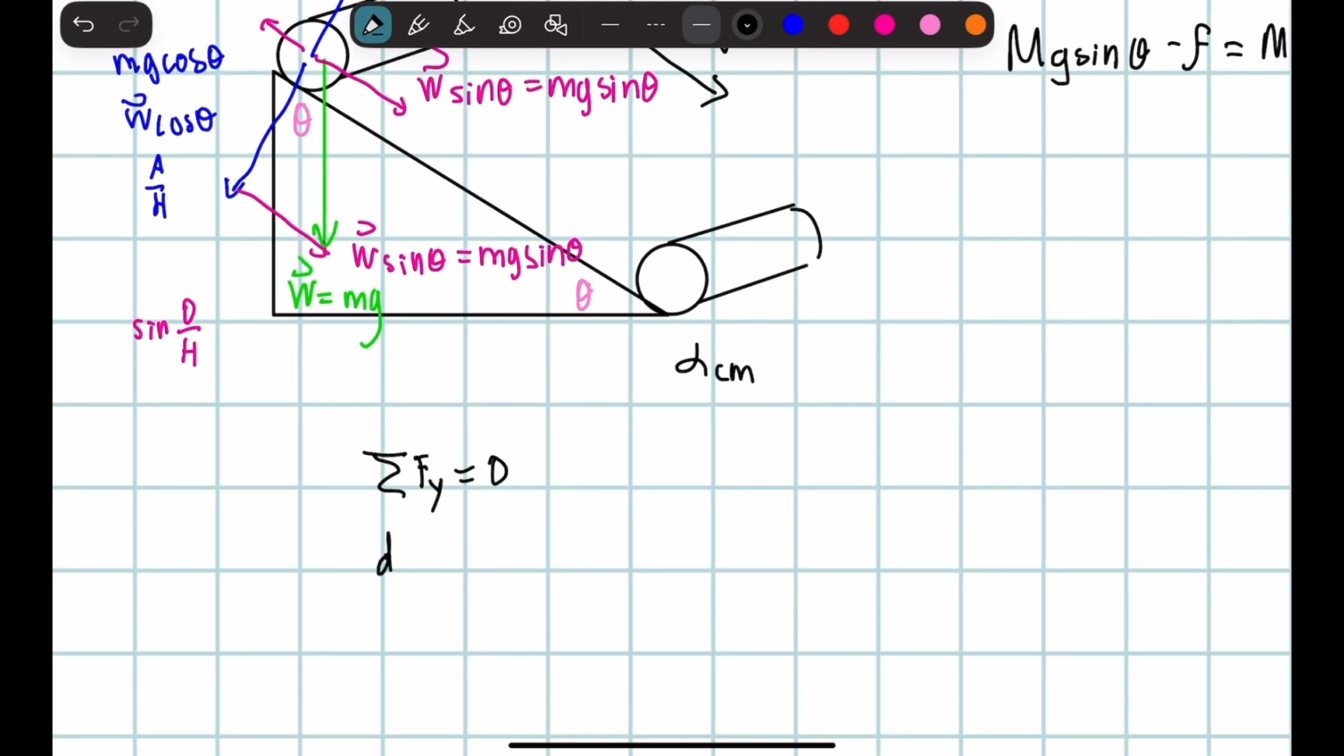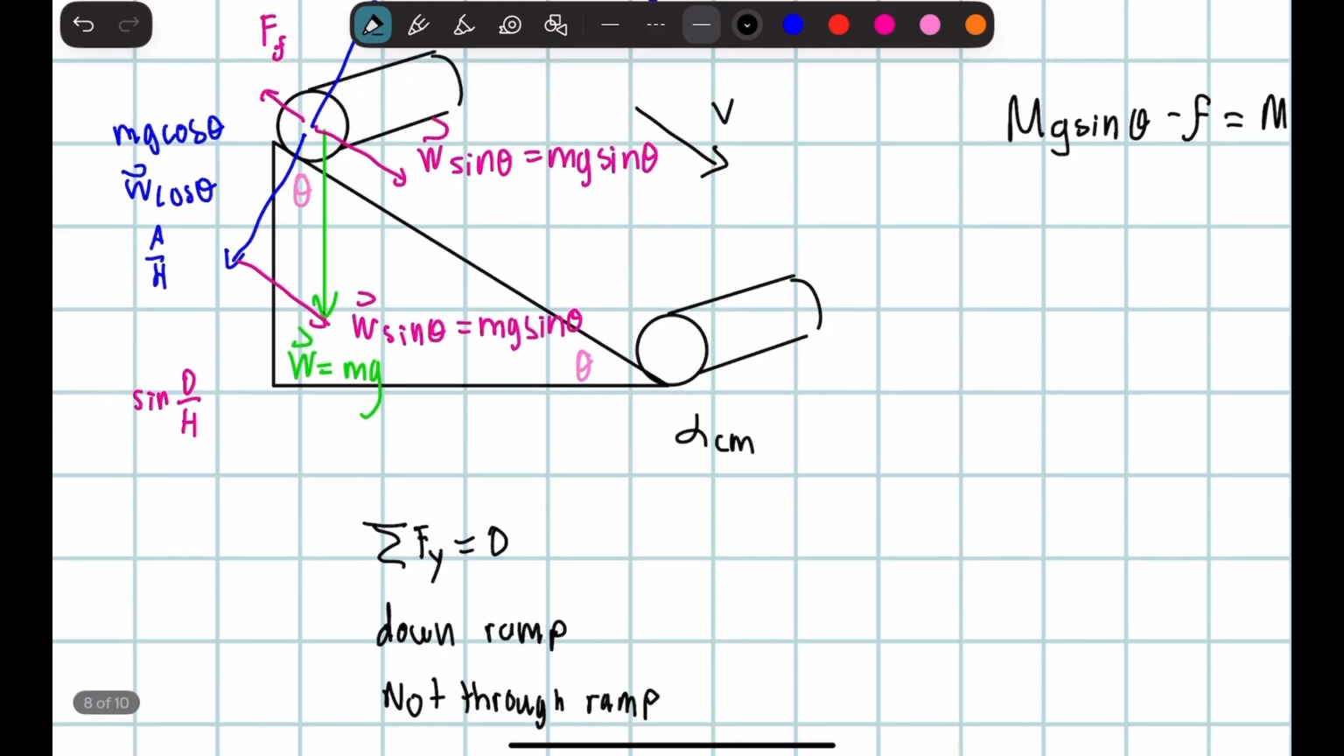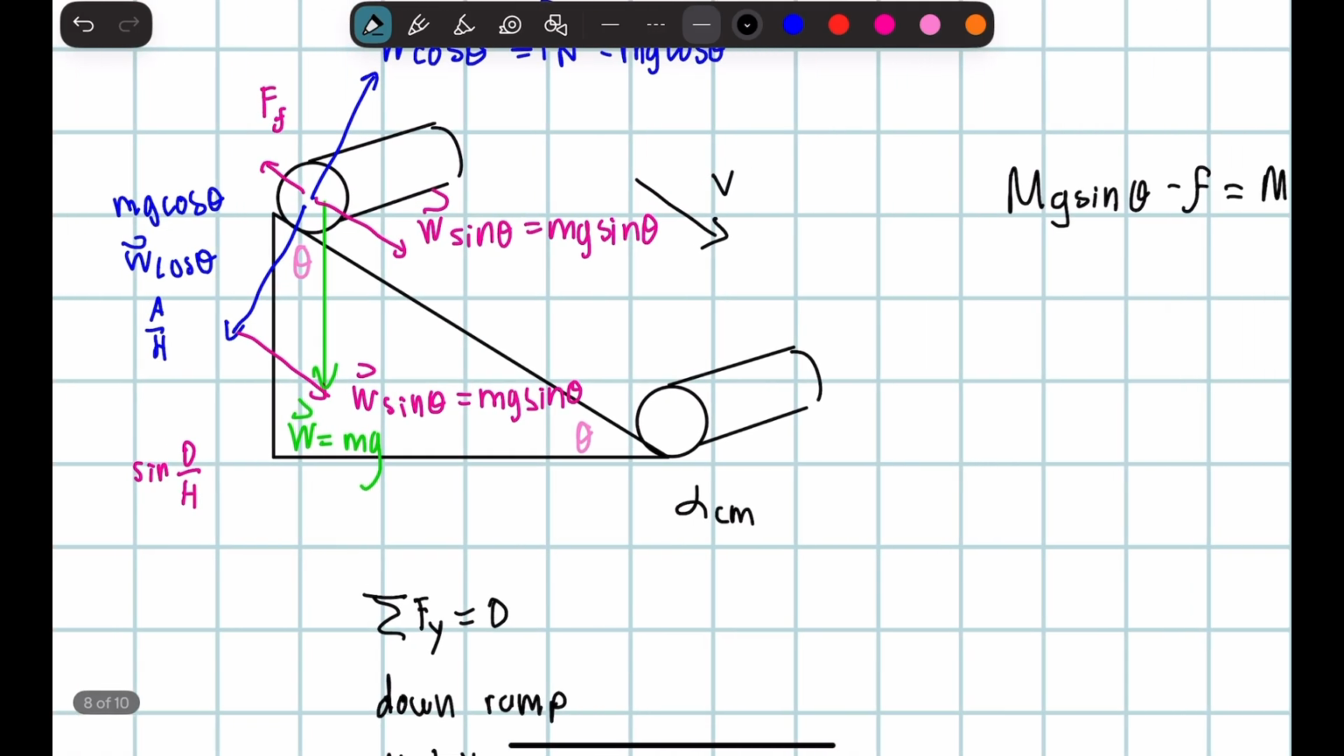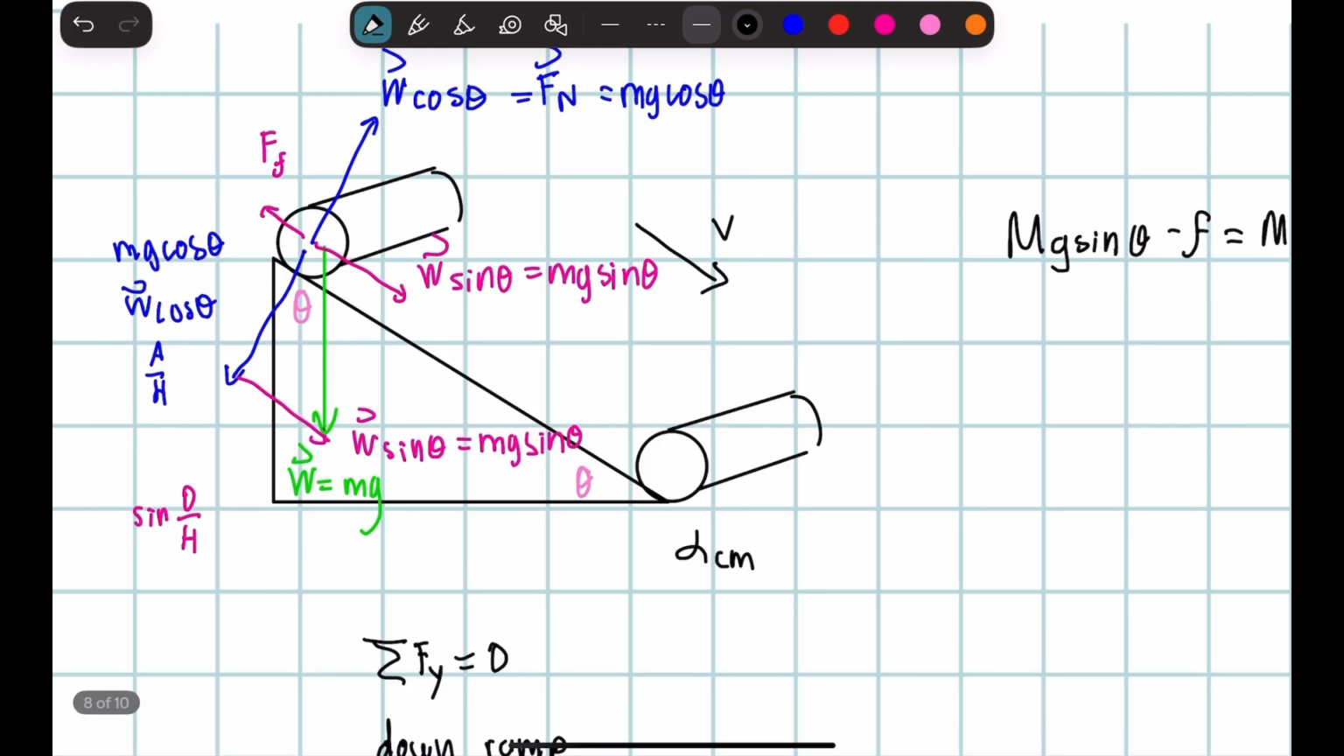because it's going down the ramp, not through the ramp. There's nothing causing it to go through; it's mainly the horizontal motion. That's because the normal force is keeping it on top of the incline. We also know that mg sine theta is going to be greater than the frictional force because it has to overcome it in order to slide down the ramp. And why is there friction in the first place? Well, because friction is the force that makes the cylinder rotate.